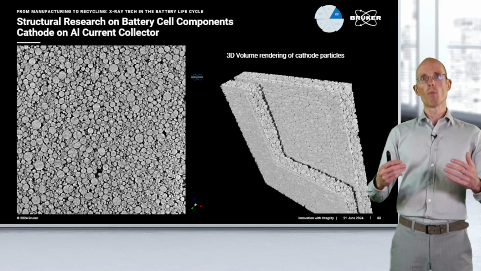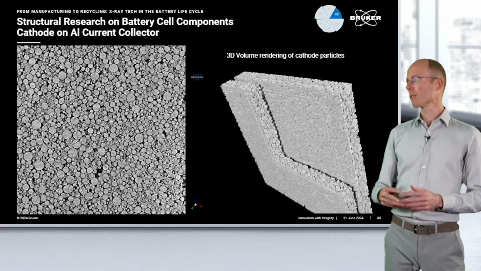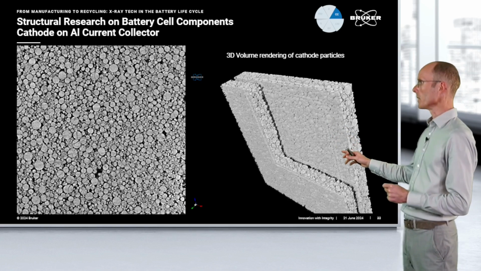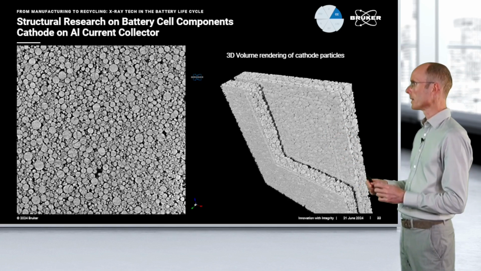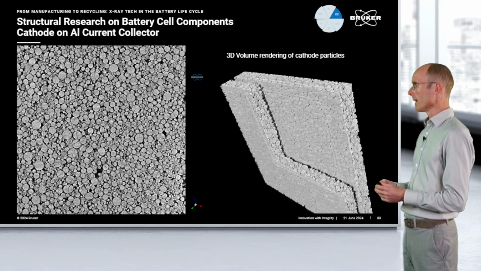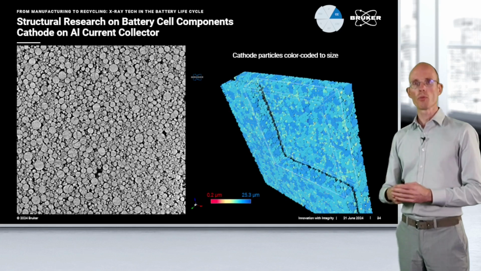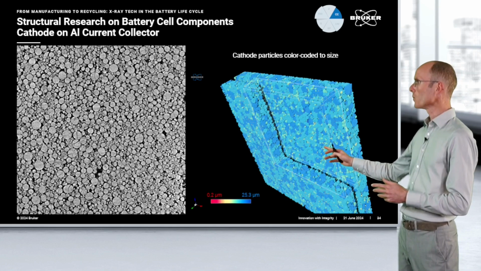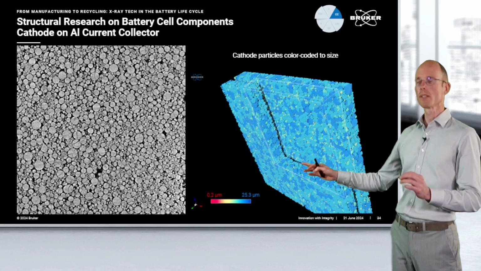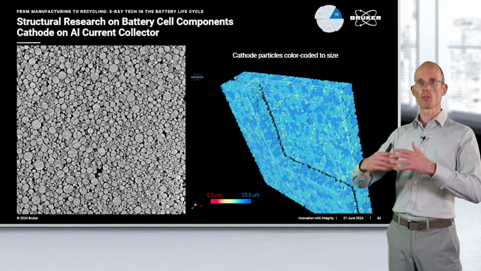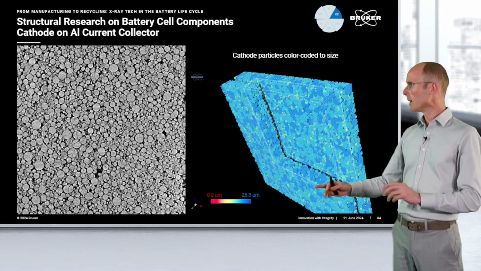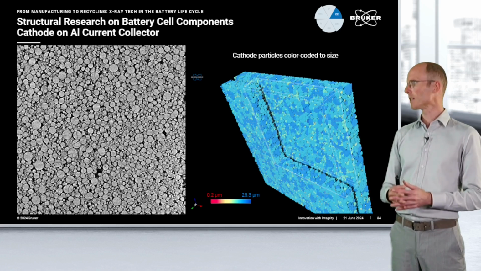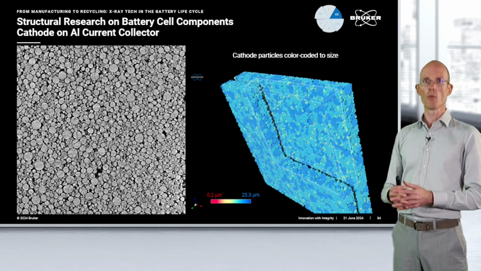We can also do a more quantitative analysis, and to that purpose we have segmented and rendered the cathode particles selectively. So we've left out the aluminium foil. Then you can do again, like for the powder sample I showed you before, a complete quantitative analysis of the individual particles, and you can even color code that to guide the eye and show you where there's maybe an inhomogeneous distribution of sizes, how that looks, how that is distributed in the 3D volume.